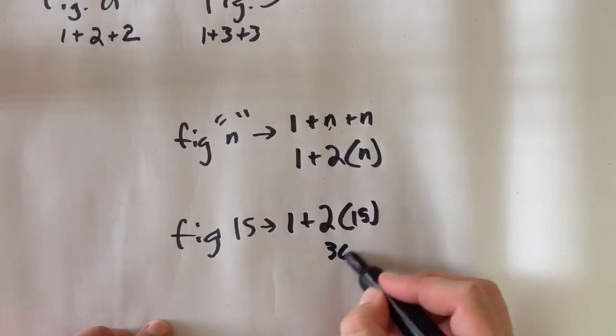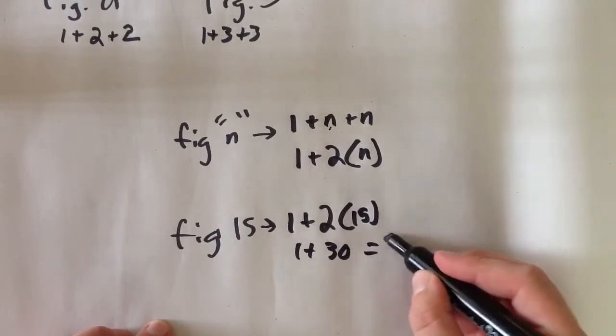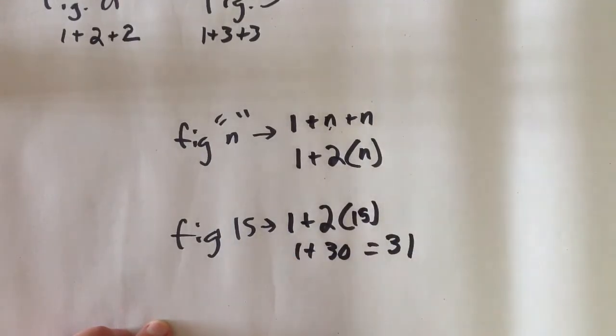Figure 15 then would be like this, 1 plus 2 times 15, because that's my figure number. 2 times 15 is 30, so 1 plus 30 equals 31 dots for figure 15.